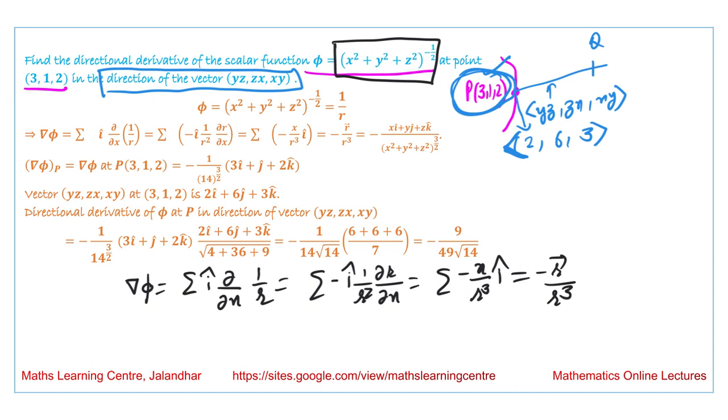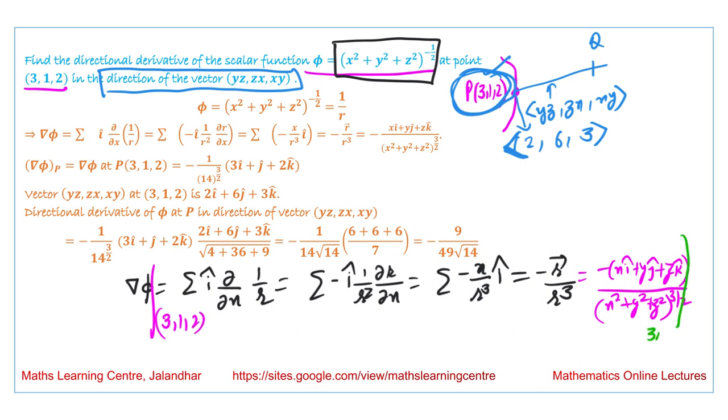So this is the value of the gradient, and we write it as minus x i cap plus y j cap plus z k cap divided by x square plus y square plus z square raised to the power 3 by 2. Now if we calculate the value of the gradient at the point 3, 1, 2, the answer is minus 1 by 14 raised to the power 3 by 2 times 3 i cap plus j cap plus 2 k cap.